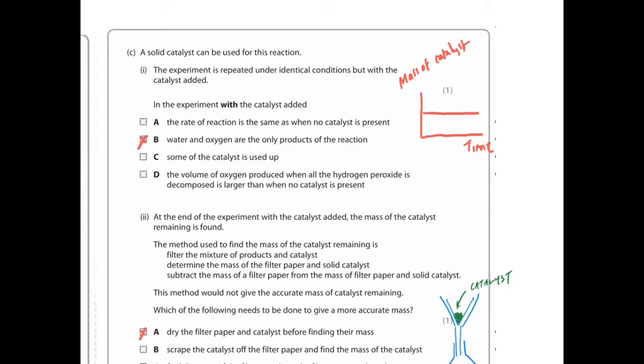As you can see, the graph here is the graph showing the change in the mass of catalyst in a chemical reaction. It stays the same always. The volume of oxygen produced when all the hydrogen peroxide is decomposed is larger than when there is no catalyst present. No, catalysts only speed up reactions, they don't magically create more product. So finally, water and oxygen are the only products of the reaction.